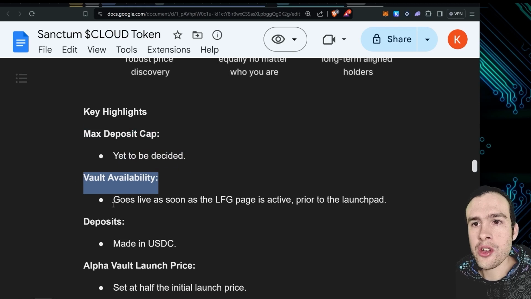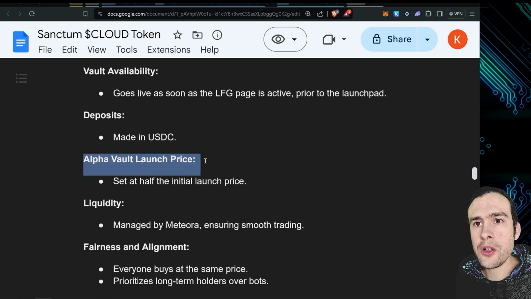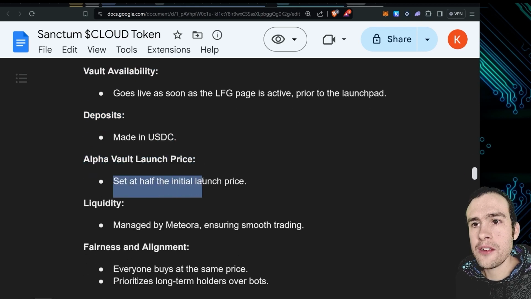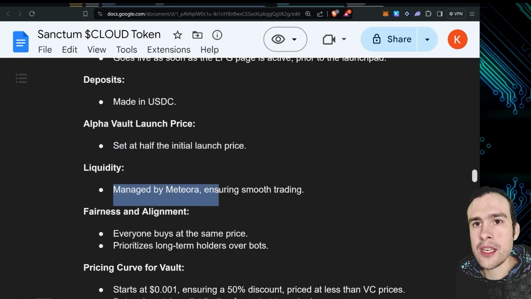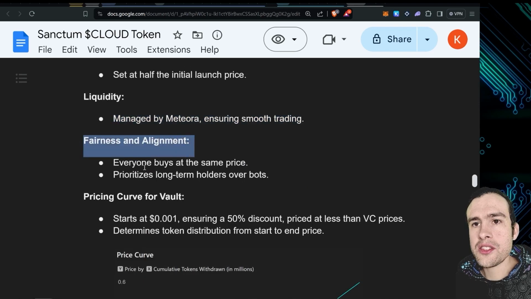Vault availability goes live as soon as the LFG page is active prior to the launchpad. Deposits are made in USDC. The Alpha Vault launch price is set at half of the initial launch price. So you get a 50% discount. That's pretty much what it is. The liquidity is managed by Meteora, ensuring smooth trading, fairness and alignment. So that's what I was talking about before. So everyone buys at the same price, prioritizes long-term holders over bots.